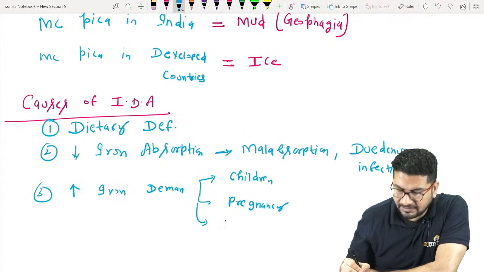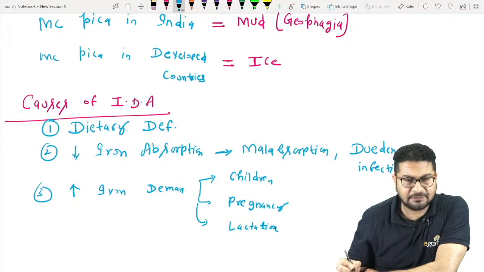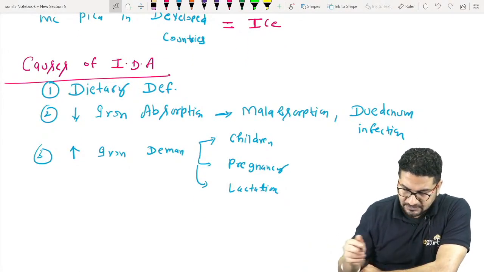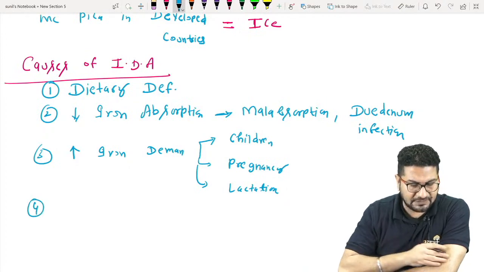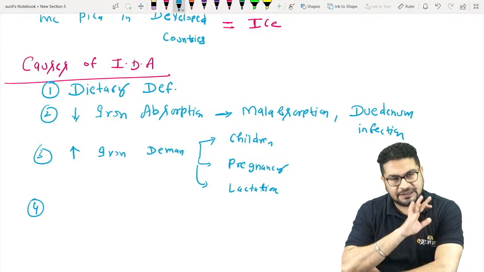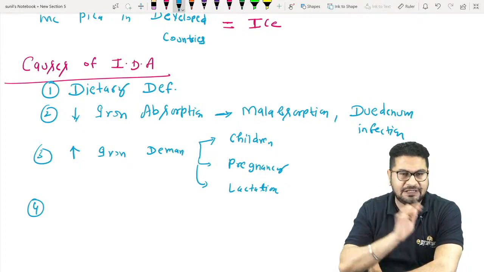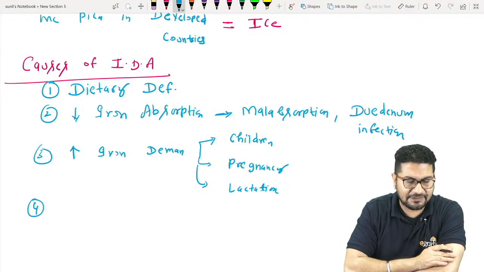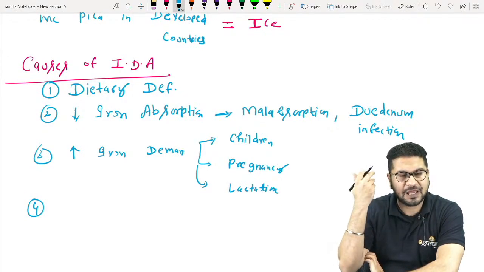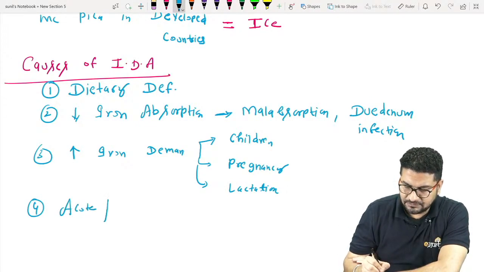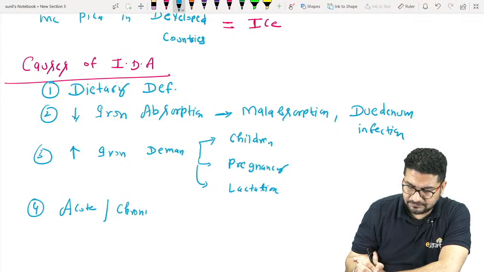There is more iron demand in lactation. So in children, in pregnancy, in lactation, there is more iron demand, right? A fourth cause: suppose there is a person who has iron deficiency anemia, he is eating healthy, he is not having any malabsorption, there is no infection, then why is he still having iron deficiency? There is acute or chronic blood loss.